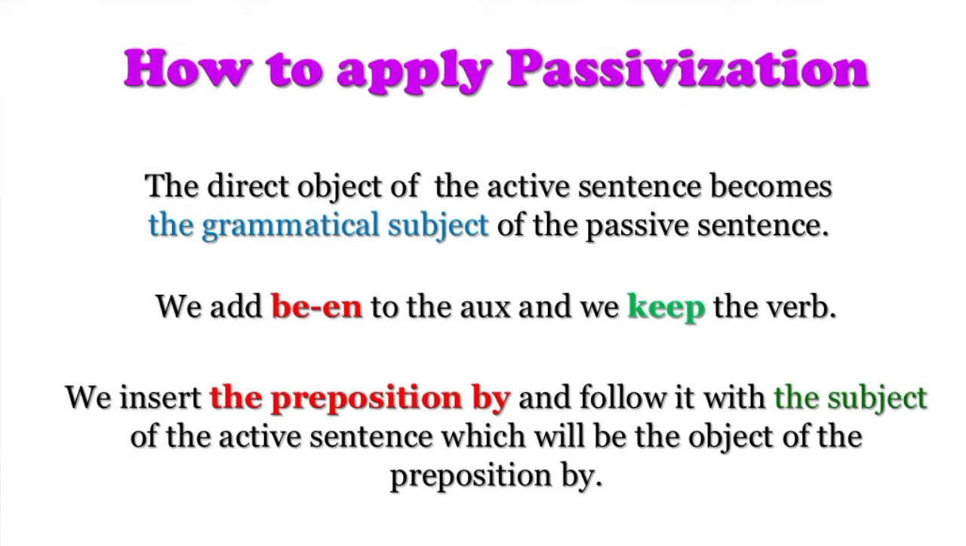نعاود نلخص هادشي باختصار. غادي نشدو the direct object ديال the active sentence غادي نرجعوه هو the grammatical subject ديال the passive. من بعد غادي نزيدو ben للaux يعني تنخليو الaux وتنزيدو عليه ben and we keep the verb تنخليو الverb كما هو. من بعد تندخلو the preposition by ومن بعد منها تنديرو the subject of the active sentence اللي تيولي عندنا هنا هو the object ديال هاد preposition.